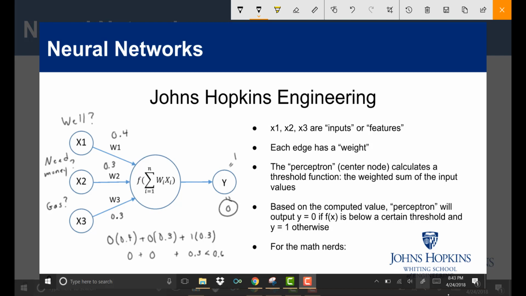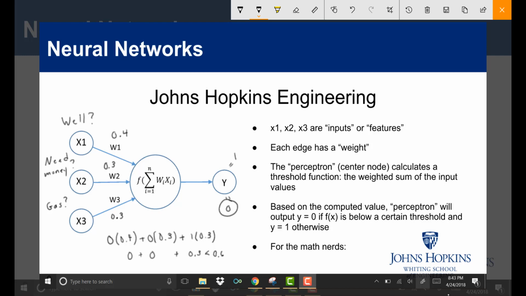So since I'm not feeling well and I don't need money, that means that this neural network has decided that I don't need to go to work today. Whereas you saw before, if I did feel well and I needed money and I had gas, then I would have gone to work. But in this second example, you can see the neural network decided to output a 0.